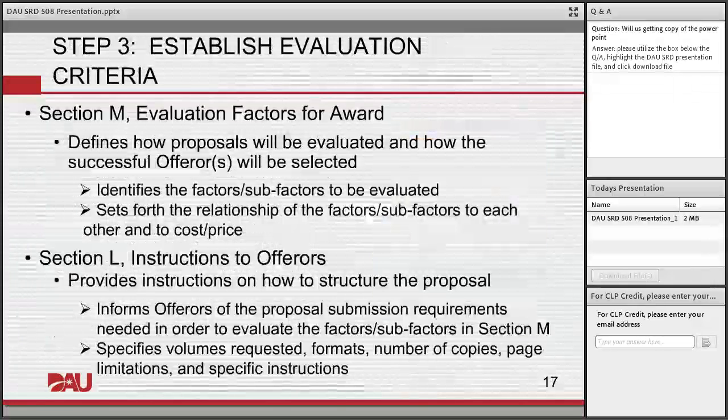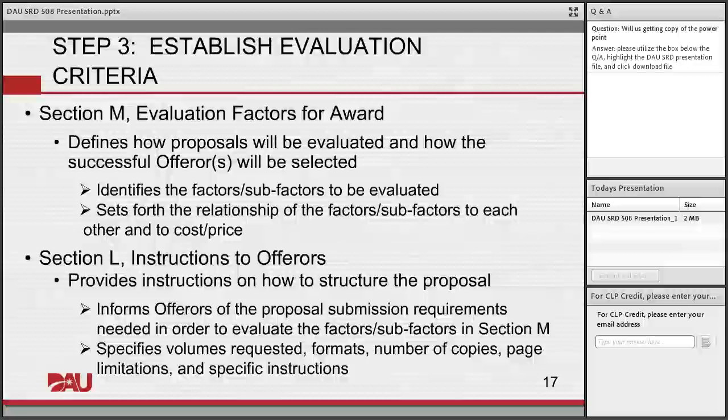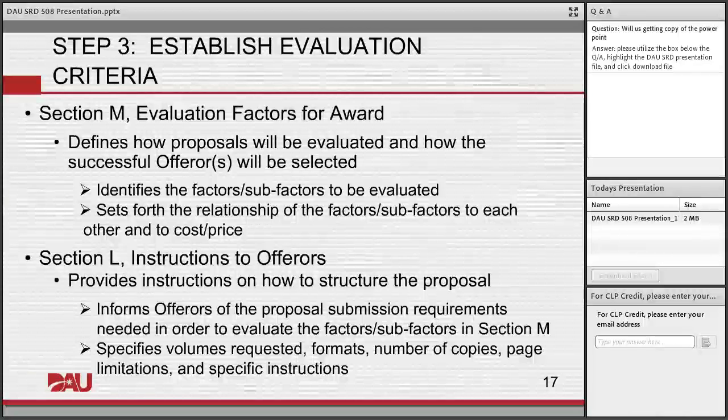Now let's back up the chart and talk about what is in Section L. Section L is the instructions to offerors. So in order for you to have a valid solicitation for a competitive source selection, not only do you have to tell them what I am going to evaluate, but you have to tell them and instruct them on what to build in their proposal so that I can perform that evaluation. So it tells you exactly how to submit your proposal.